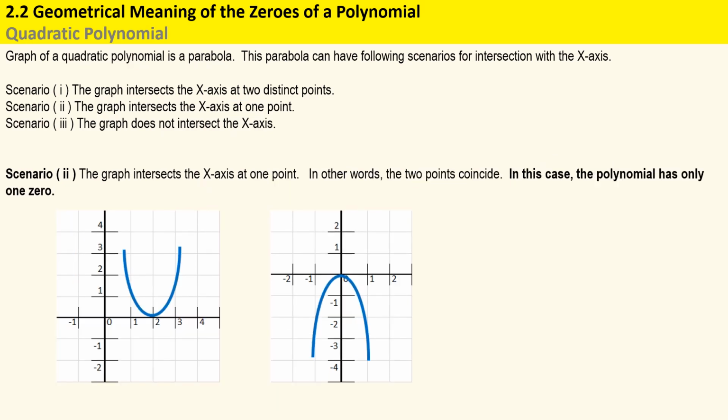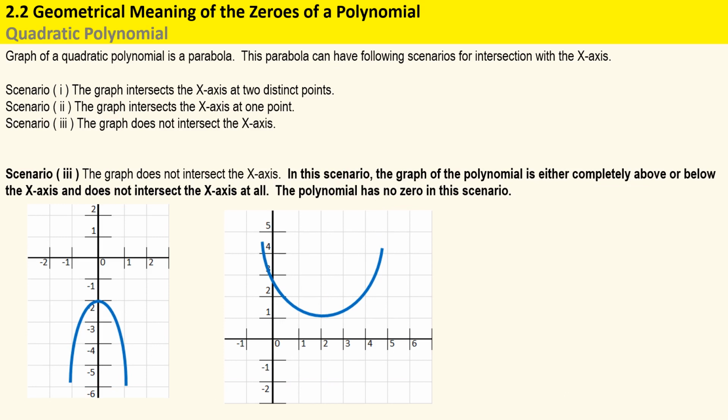Scenario 2 is when the graph intersects the x-axis at 1 point only. In that case, the polynomial will have only 1 zero. And this scenario is shown here like this. The third scenario is that the graph does not intersect the x-axis at all. So in this scenario, the graph of the polynomial is either completely above the x-axis, or it is below the x-axis and does not intersect the x-axis at all. In this case, the polynomial has no zero at all.